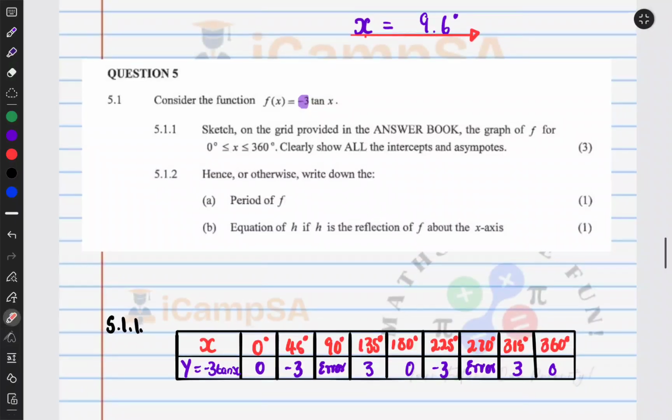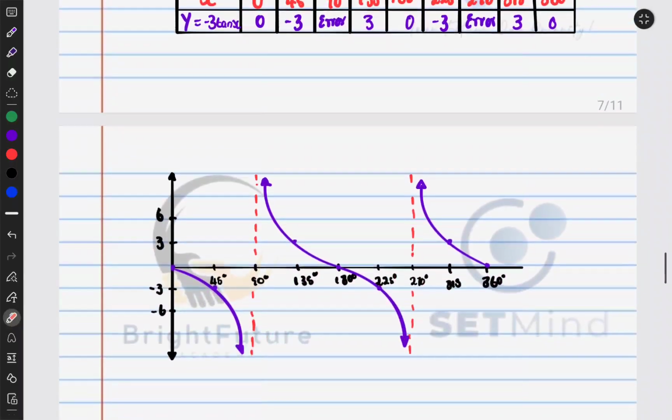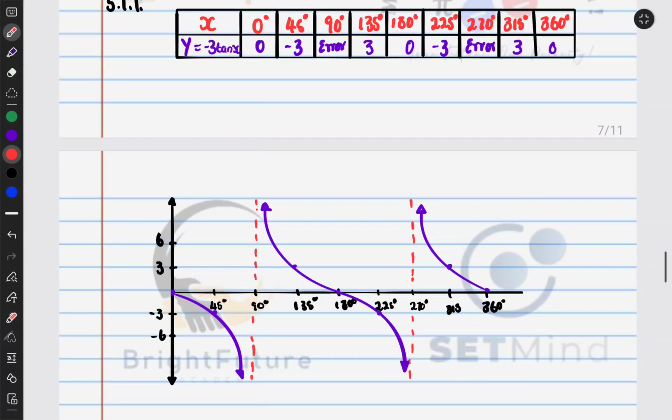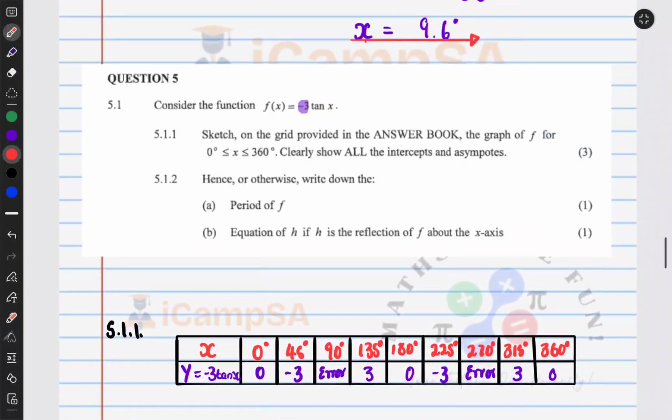Okay, what do we have to show? Clearly show the intercepts and asymptotes. The asymptotes, first thing first, are x is equal to 90 degrees and x is equal to 270 degrees. That is our asymptotes. And then the intercepts, we have 180 degrees and 0, 360 degrees and 0, and then we have 0 degrees and 0. Those are all your x-intercepts.